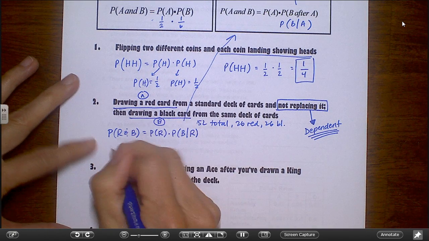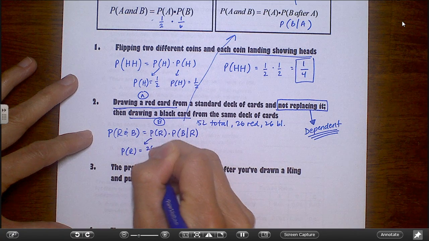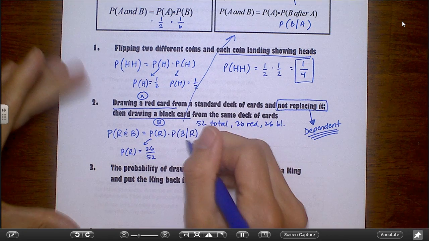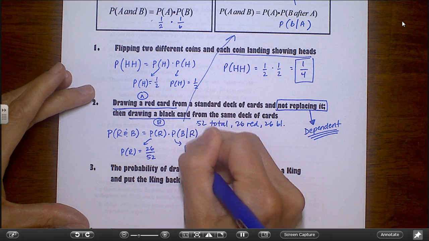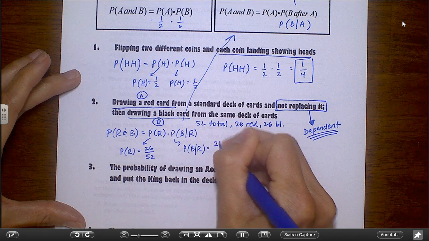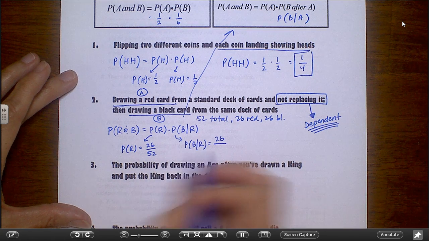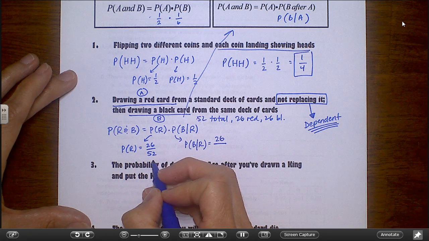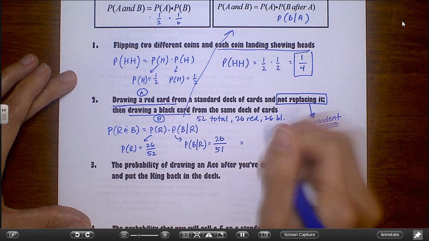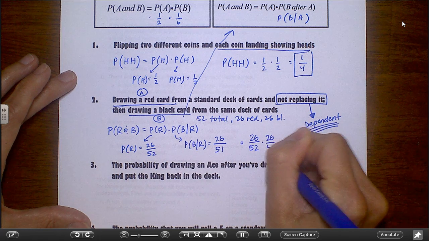So the probability of red is 26 over 52, right? Because half of my cards are red. So there you go. Now, this is the tricky one. The probability of black given red, I have 26 black cards. I have not taken any of those. However, if I drew my red card and I did not replace that, my denominator changes. I no longer have 52 cards. I have 51. So now I'm going to multiply 26 over 52 times 26 over 51.